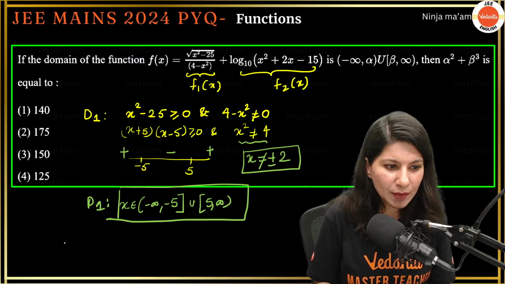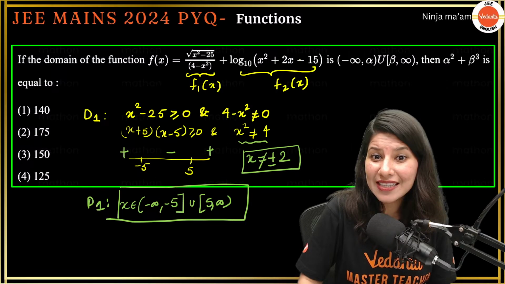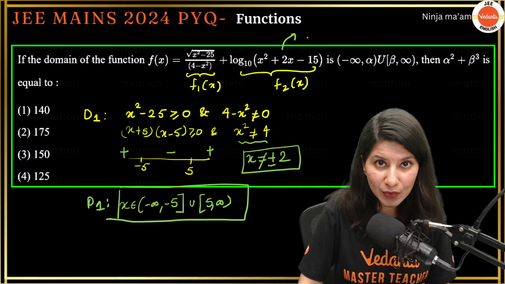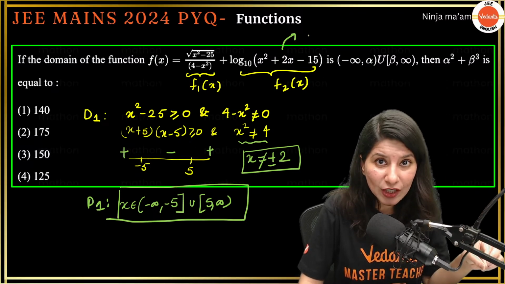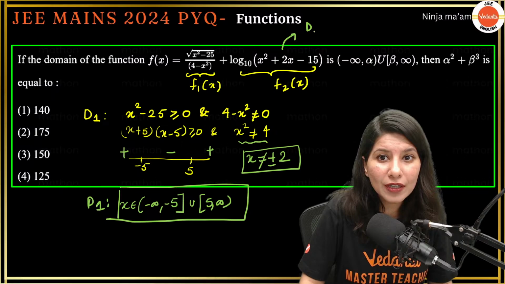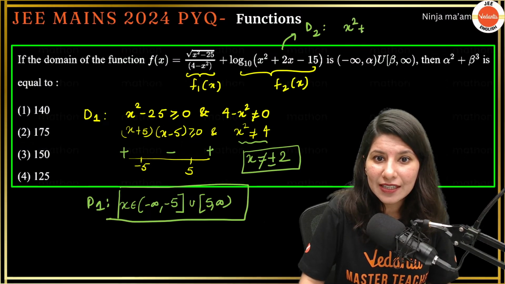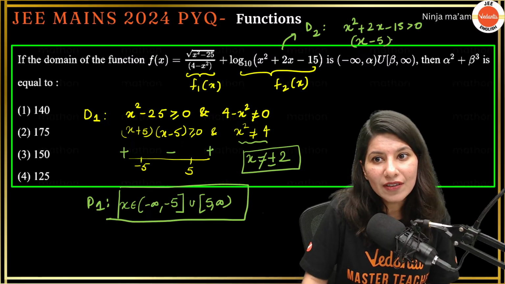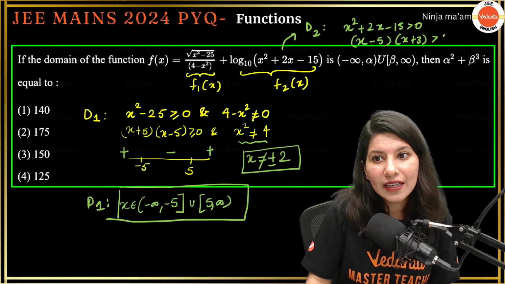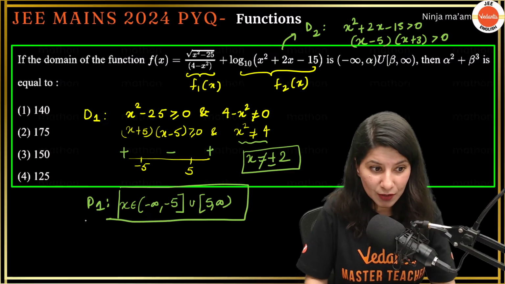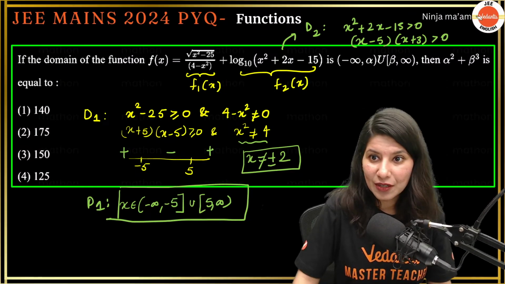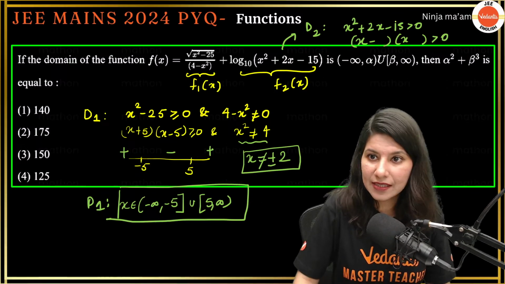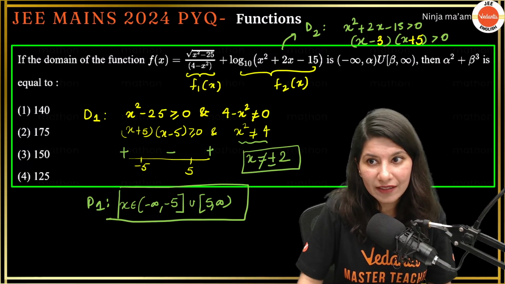Now what about D2, ma'am? In D2 a logarithmic function is involved. We know how a logarithmic function works: any expression which is inside the logarithm should be greater than 0. So for D2, we keep x square plus 2x minus 15 greater than 0. (x minus 3)(x plus 5) greater than 0.